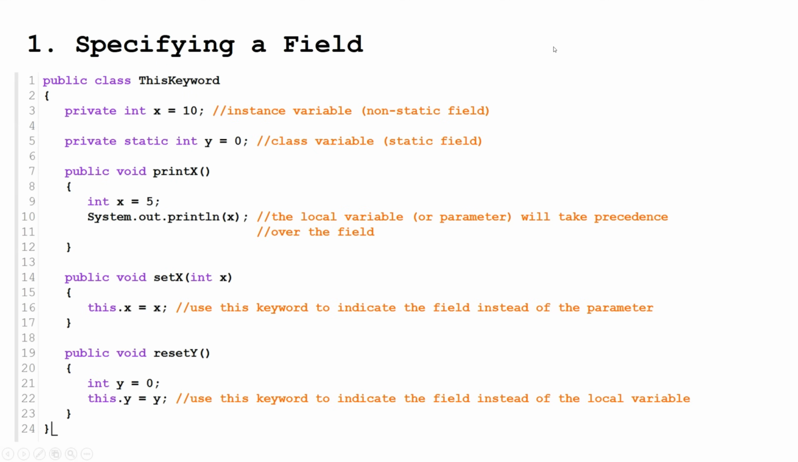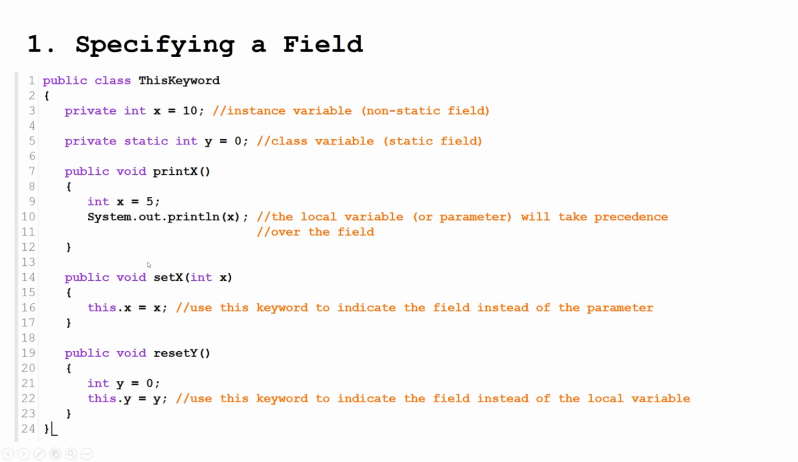First, to specify a field. I've created a couple of fields. One's static, one's non-static. And then I've created some methods. Now let's look at the printx method. You notice I've got a local variable with the same name as the field. This is legal. However, when we tell it to access x, it is going to give the local variable precedence.